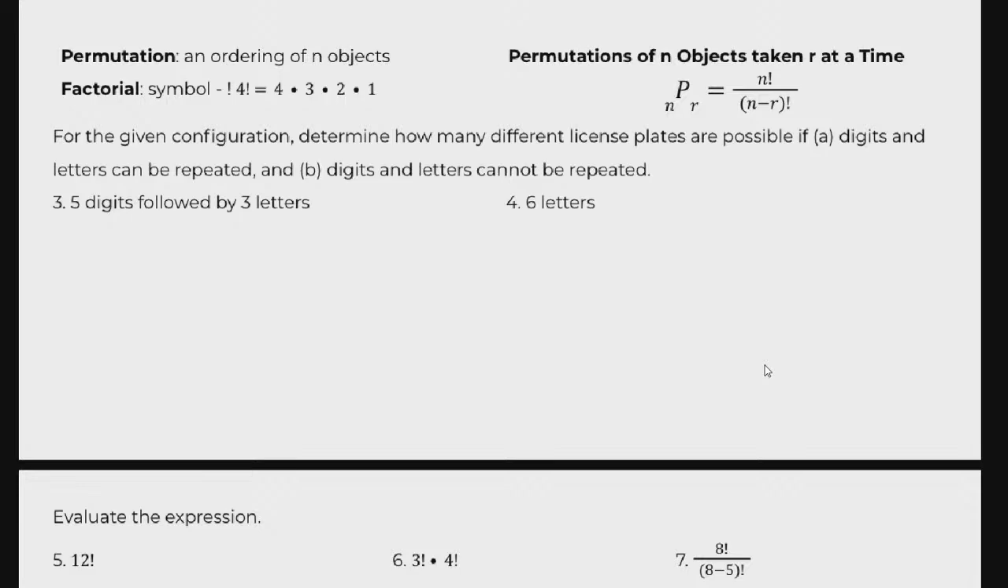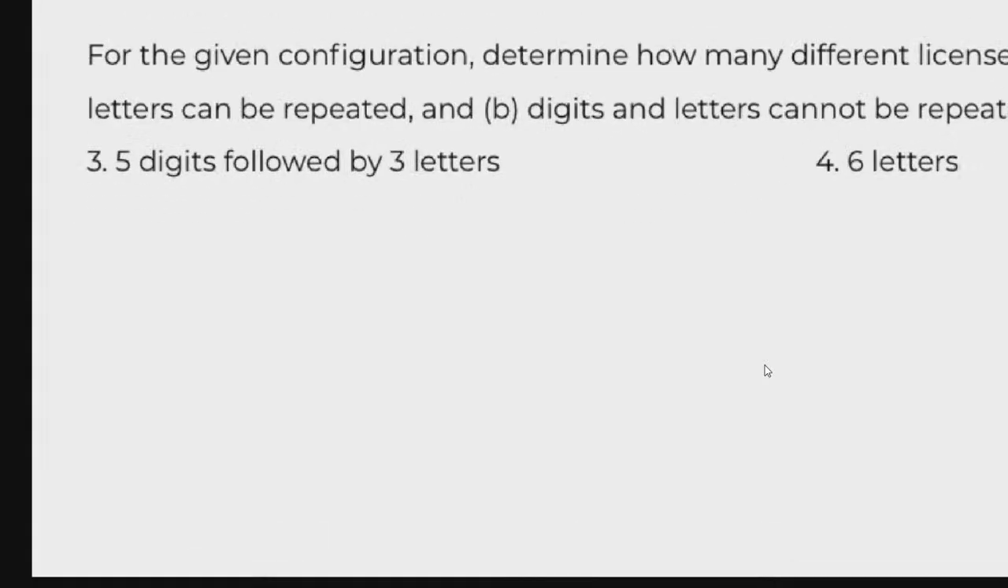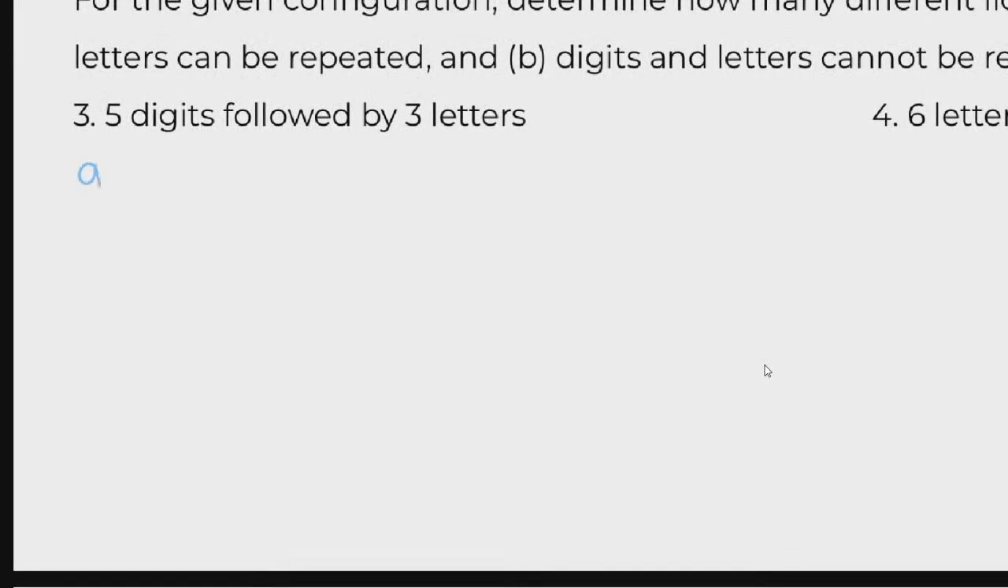So for the given configuration, determine how many different license plates are possible if A, digits and letters can be repeated, and B, digits and letters cannot be repeated. So for number 3, we have 5 digits. So I'm going to draw 5 blanks and just draw a number sign so I remember that these are all for numbers. And then 3 letters. So that'll be 3 spaces with L.